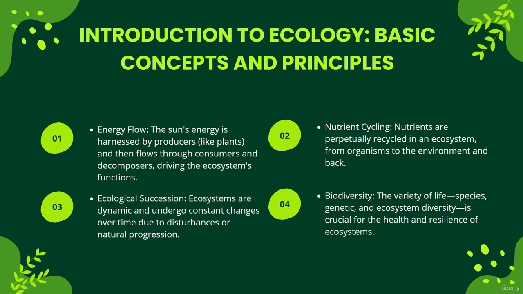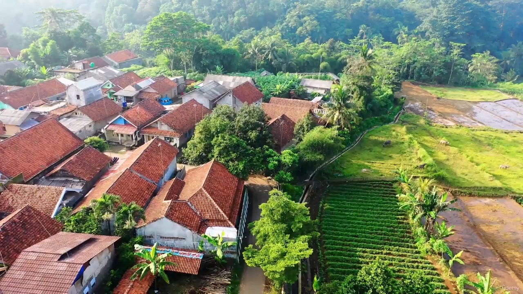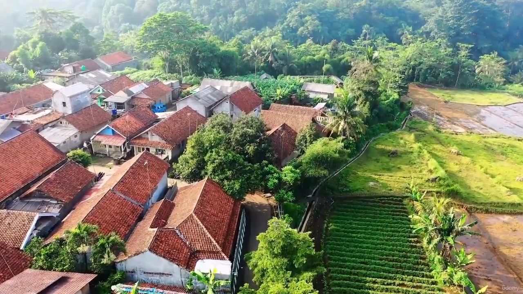The second component is nutrient cycling. Now, nutrients are perpetually recycled in an ecosystem, from organism to the environment and back to the organism itself. Now, we have studied about energy flow, how the energy from the sun is transferred from plants to human beings. Similarly, the nutrients in the ecosystem are also transferred from organisms to the environment and then again back to the organisms, right?